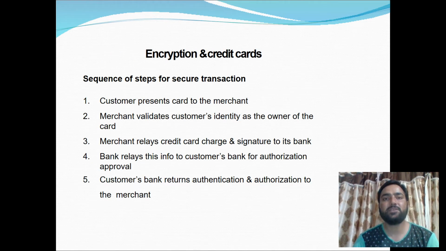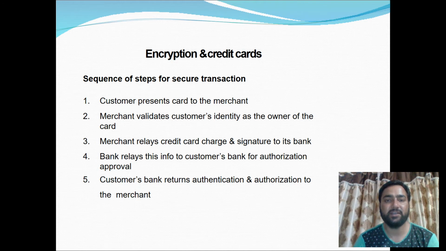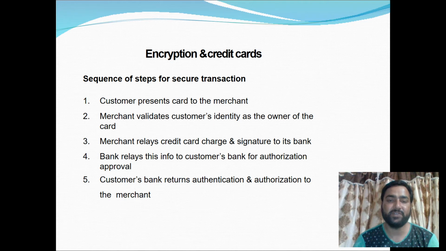Then we're discussing the security mechanisms that we use during online payments in the electronic payment systems. So a sequence of steps is used for security in the transactions that are done over the web. So first, the customer presents the card to the merchant. For making a secure transaction, the customer gives the card to the merchant for a particular sale or purchase activity. Then the merchant validates the customer's identity as the owner of the card.